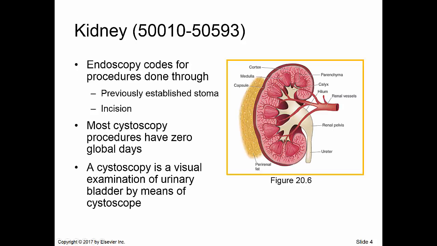Here we go. So the kidney codes are covered through 50,010 through 55,593. The endoscopy codes for the procedures can be done either through a previously established stoma or an incision. You need to make sure that your approach is documented. Most cystoscopy procedures have 0 global days. And you remember what that means. If you do anything for the patient in those global days, you're going to code them as separate procedures. The cystoscopy is a visual examination of the urinary bladder by means of the cystoscope.